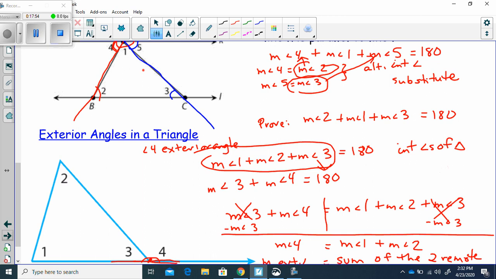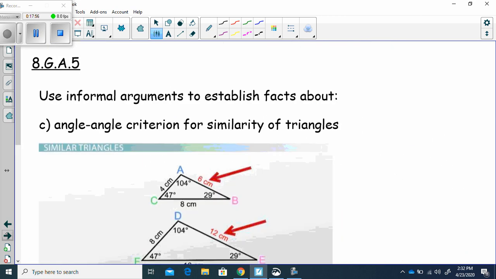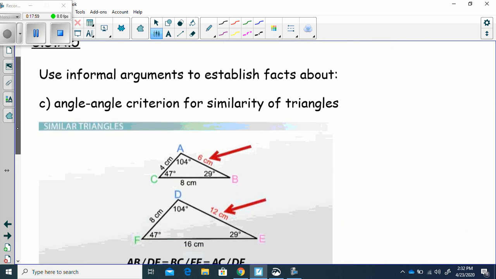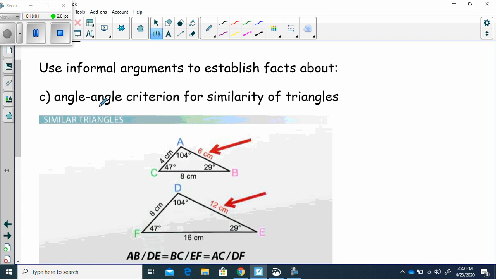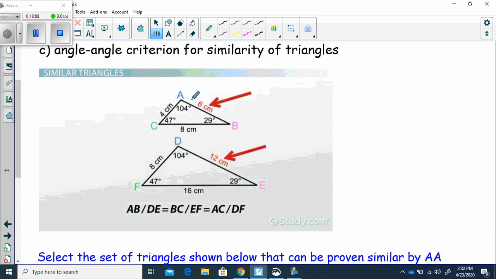Now, let's look at the one other thing we have with this particular thing. And in this, we're going to use informal arguments to establish facts about the angle-angle criteria for similarity of triangles. If we've got two triangles that are similar, then we know that their corresponding sides will be proportional. In this case, 4 is to 8, as 6 is to 12, as 8 is to 16.